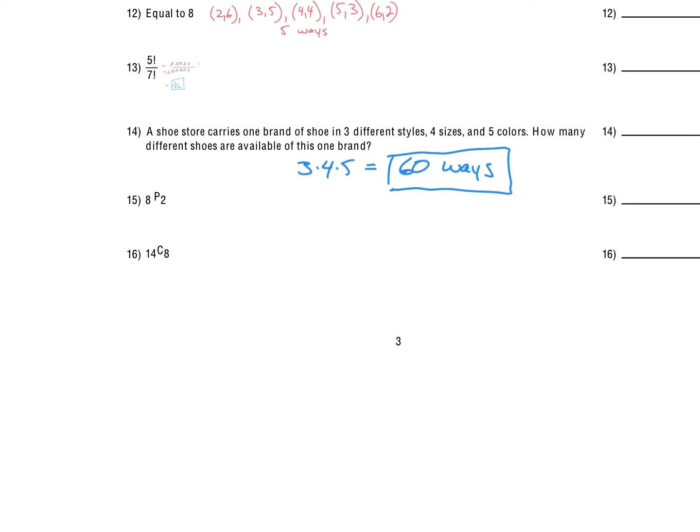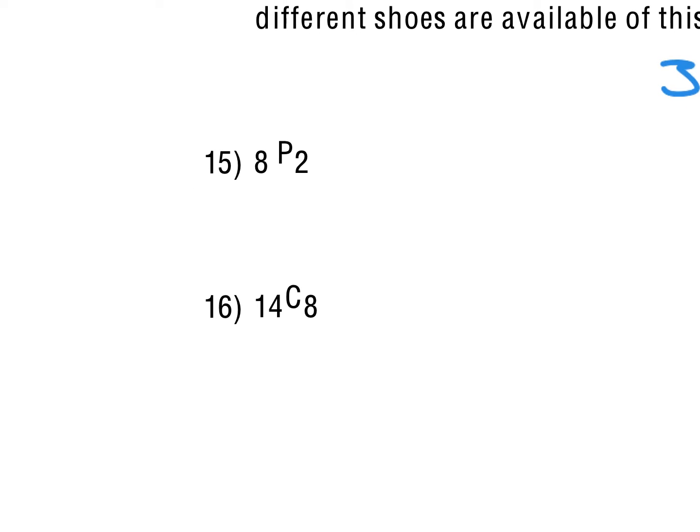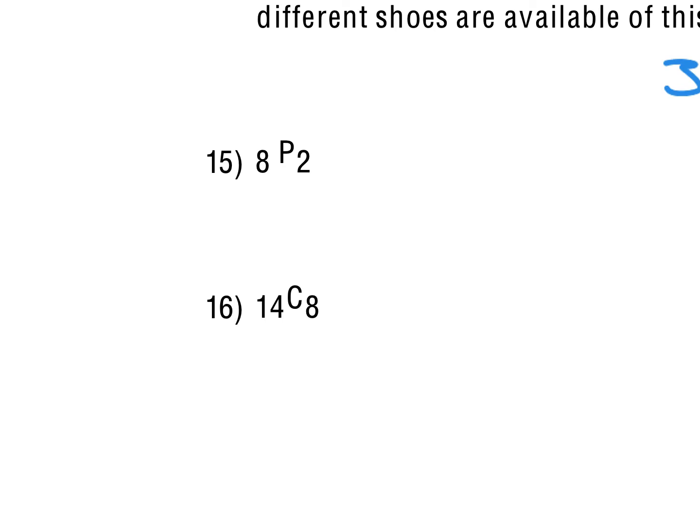Next problem is 8 pick 2. So this is for permutations. And you can use a calculator for this, or you could use the formula n factorial over n minus r factorial, where this is n and this is r. So that would be 8 factorial over 8 minus 2 is 6 factorial, which ends up being 8 times 7. So that's 56.